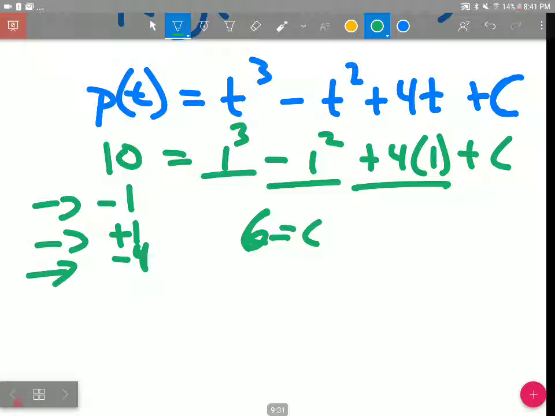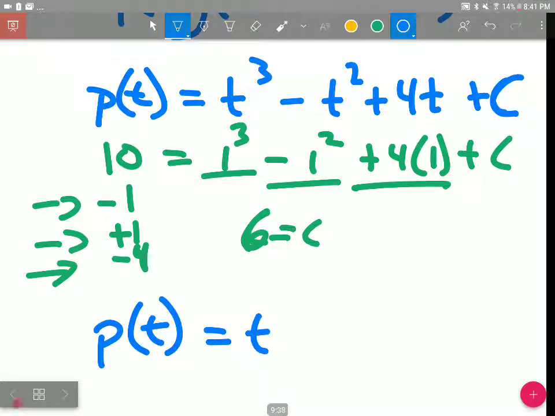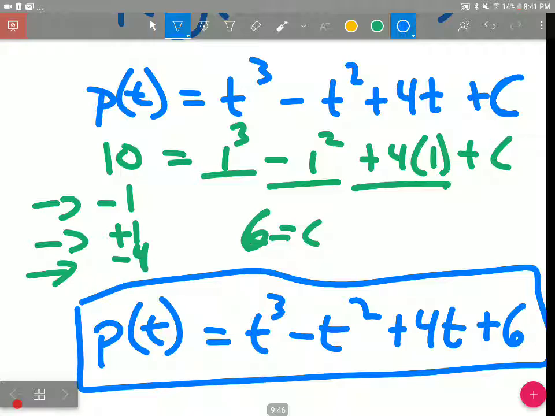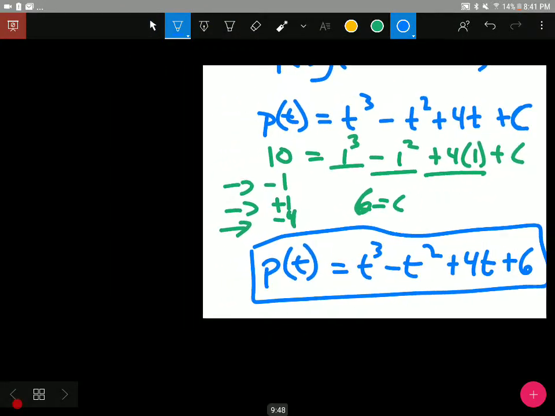Anyways, so the position at time t equals t cubed minus t squared plus 4t plus 6. And Miss Hunter can tell you all about why this is wrong on Thursday.